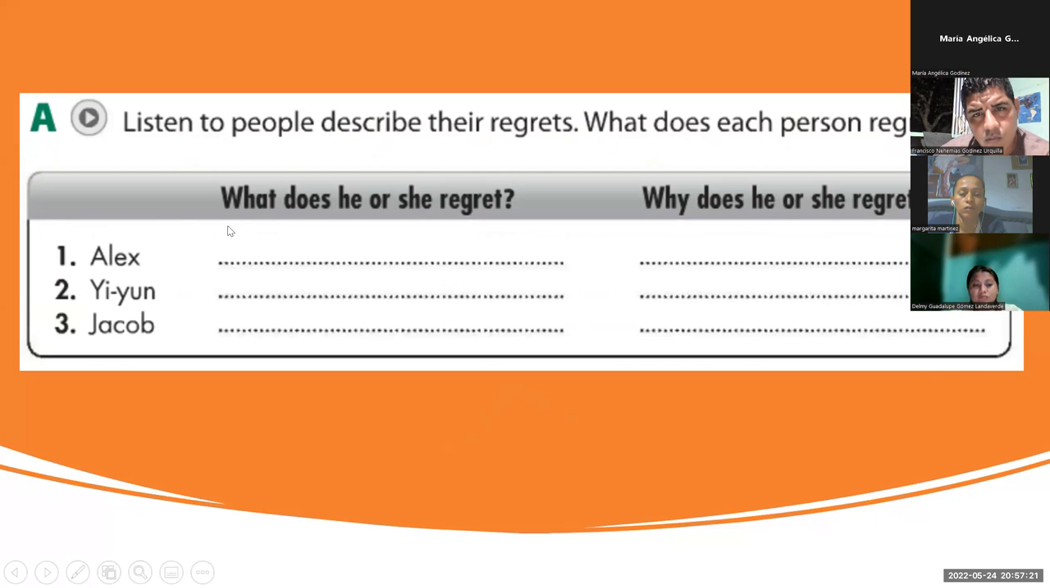And what does he or she regret and why? So first the question is what, and then it's the why. We have to get this information from listening, but I'm going to give you a chance to write in your notebooks the names as they appear here, and also the two questions. Okay, I'll give you time.